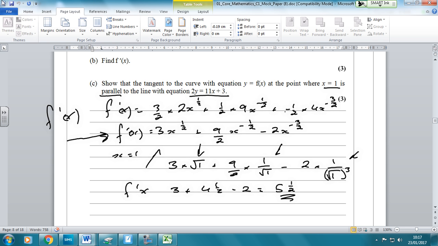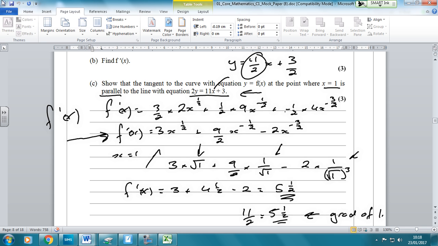Remember, that's what f dashed of x is, and again it bears repeating. F dashed of x means the gradient, so the gradient is 5.5, and we've got to show that's parallel to the gradient of this line. So we've got to work out what the gradient of this line is, and the way we do that is we rearrange it so it's y equals. So if you divide everything by 2, we've got 11 over 2 x plus 3 over 2. So the gradient is this here, 11 over 2 equals 5.5.